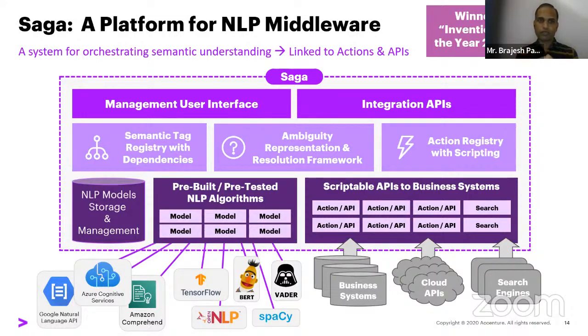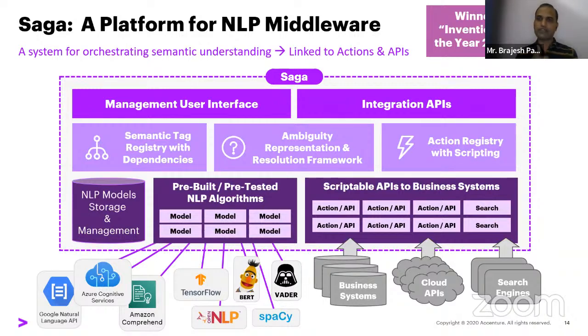What we are doing over here is a semantic tag registry with dependencies, all the tags. If you have heard about tagging, right? In the grammatical, we use the verbs, pronouns, nouns, and everything. We capture everything in the lexical analysis, right? This semantic tag we register with the dependencies, ambiguity, representation, and resolution framework.